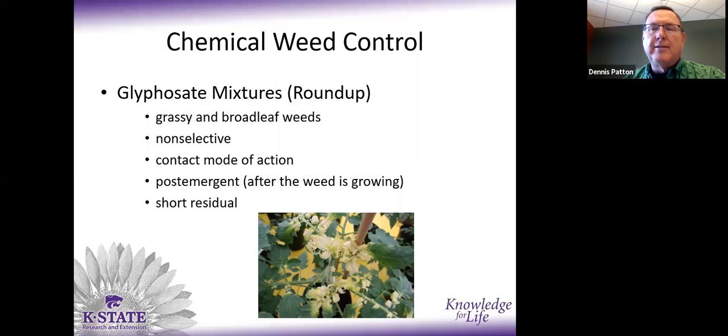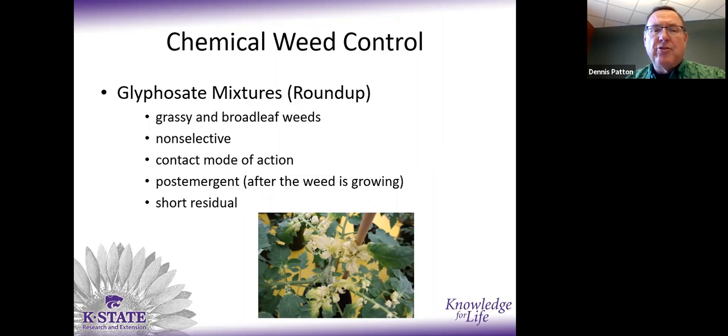Roundup is what we call a non-selective herbicide. As you can see in the picture of this tomato plant, Roundup works by blocking photosynthesis and chlorophyll production in the plant. So without chlorophyll, the plant can't make any energy and it dies. That's why when you spray a weed with Roundup, it turns yellow, white, and then dies because it cannot make energy through its mode of action.